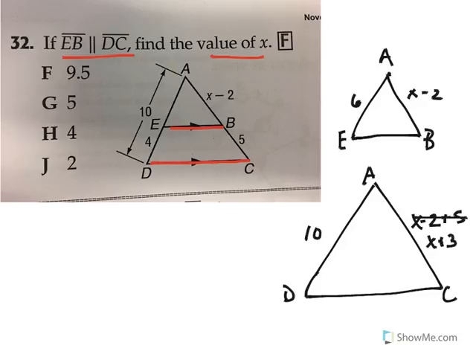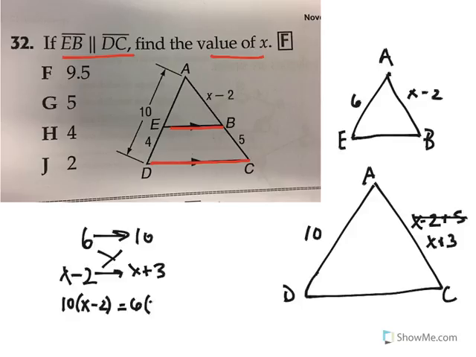So now I have two sets of corresponding sides, and I know that they're proportional because the two triangles are similar, so I'm going to set up my ratio. 6 goes to 10, and I started with the small triangle, so I have to start with the small triangle down here, as X minus 2 is to X plus 3. So now I'm going to cross multiply, and I get 10 times X minus 2 equals 6 times X plus 3.